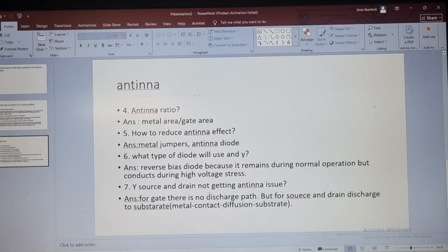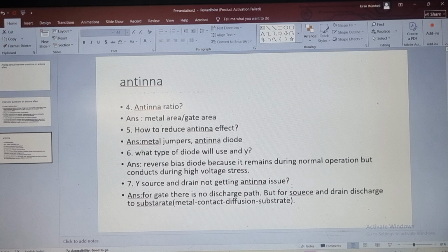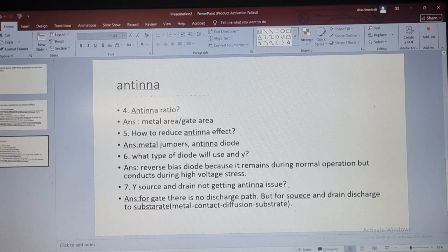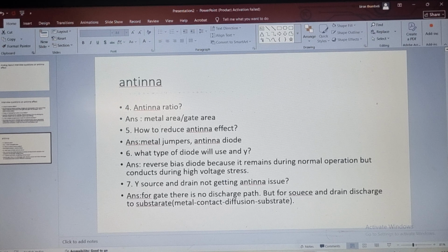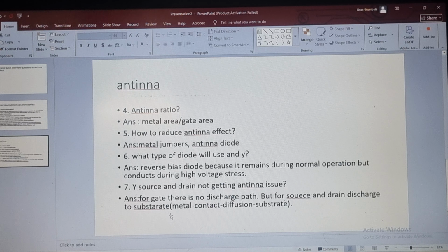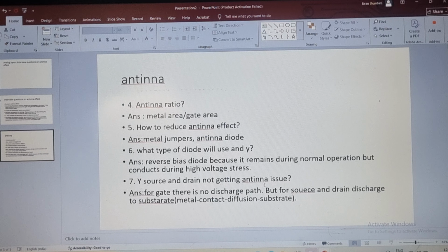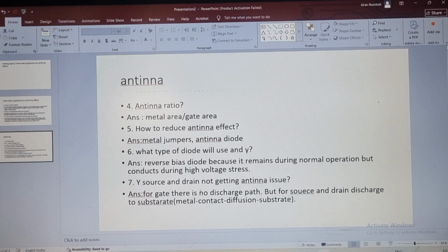Why don't the source and drain get the antenna issue? If a lengthy metal is connected to the gate, that gate is damaged. But why not the source and drain? We also connect metal to the source and drain, and there we also have charges. But why are the source and drain not affected? Because for the gate there is no discharge path, but for the source and drain, charge discharges to the substrate. The source and drain are connected to the substrate through contact and diffusion. That's why the source and drain won't be affected, but the gate isn't connected anywhere. That's why the gate will be damaged.